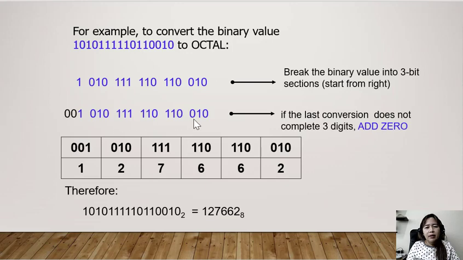Given that sectioning, you just go back to 4-2-1. So this is 2, 4 plus 2 is 6, again 4 plus 2 is 6, 4 plus 2 plus 1 is 7, 2 is of course 2, and then 1 is equivalent to 1. So your binary 10101111110010 is equivalent to 127662 in octal form.